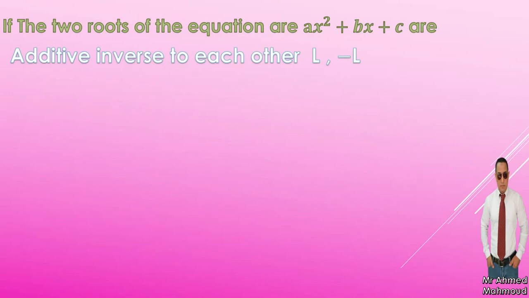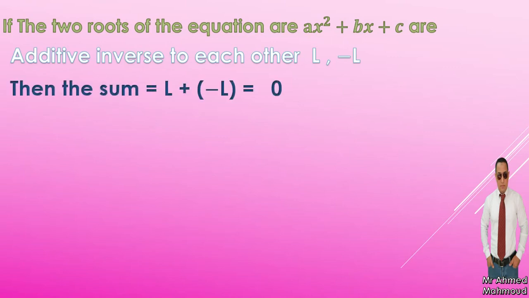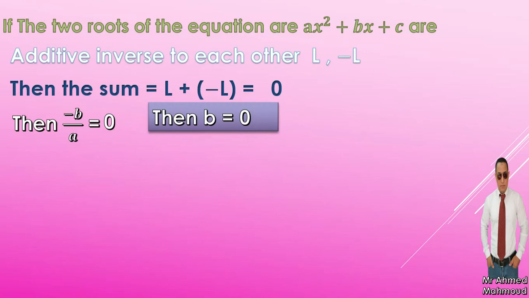Okay, now if I need to find the sum of L and negative L, L plus negative L equals 0. So in that case negative b over a equals 0, because negative b over a is the sum. So negative b equals 0, because if the fraction equals 0 then the numerator is equal to 0. In that case this equation doesn't include bx, the middle term. So if the two roots are additive inverses of each other, b equals 0. This is a very important remark.